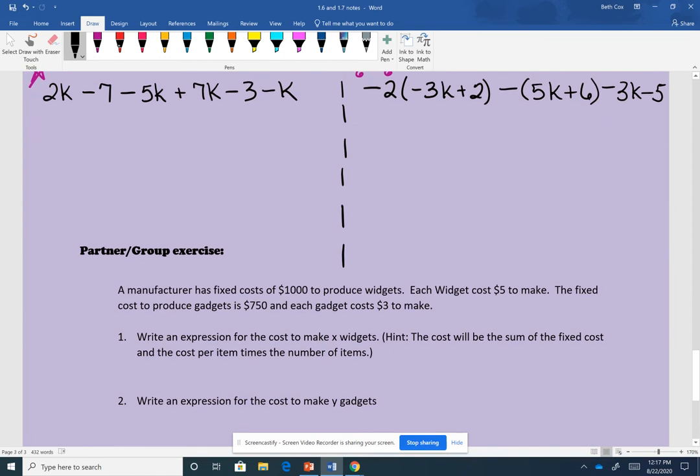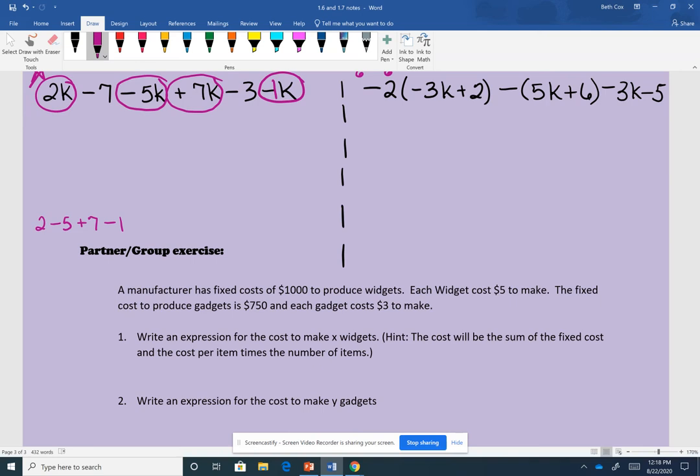Okay, so now this first one doesn't have any parentheses, so I've just got to do the like terms. So 2k and a minus 5k and a plus 7k and a minus 1k. Those are all my k's. I can combine them all. I can write them down if I want to. I'm going to do 2 minus 5 plus 7 minus 1.